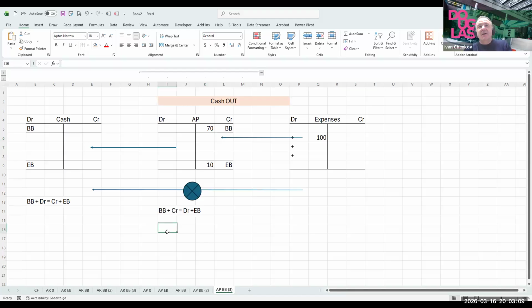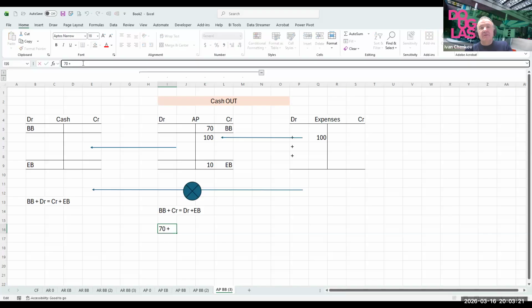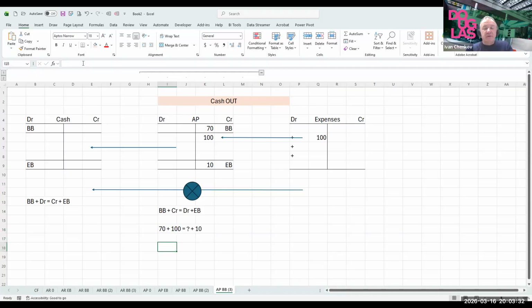Okay, let's go now. Let's calculate it. Stella, you're right. What we have, 70 plus our 100 here, and that 100 is going to come here, plus those 100, should be equal to question mark plus 10. So when we solve it for the question mark, what are we going to have? 170 on one side minus 10 is going to give us 160. So we're going to pay 160, and those 160 are going to go out from our cash.